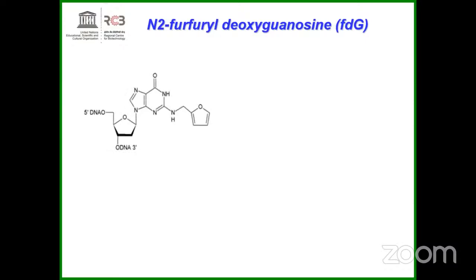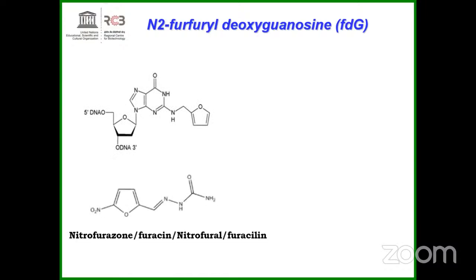And we studied this in the context of this lesion known as N2-furfuryl deoxyguanosine, which arises due to the action of the nitrofurazone antibiotic. So this is an antibiotic that is still used in hospital catheters. The inside of those catheters is lined with this kind of antibiotic, and it is also used sometimes for treatment.